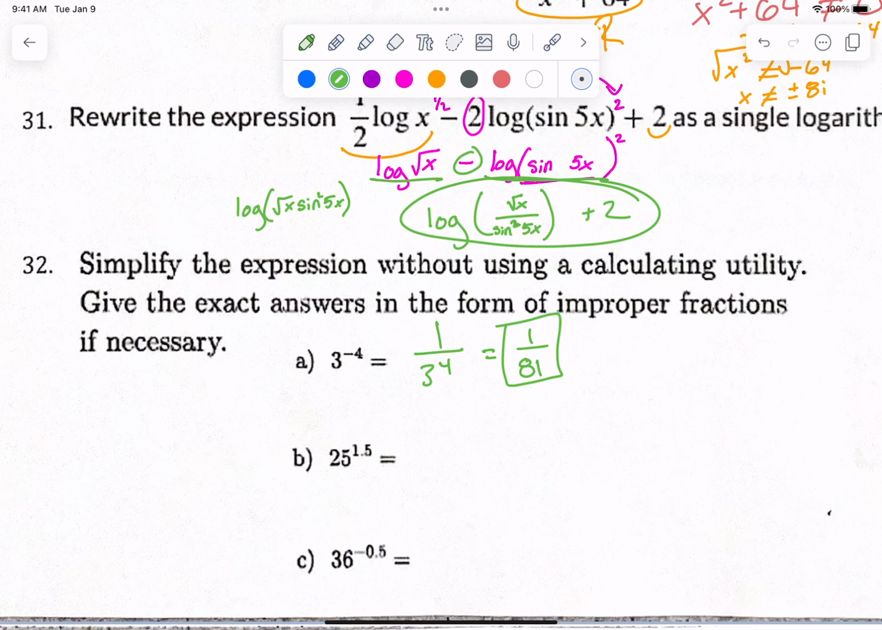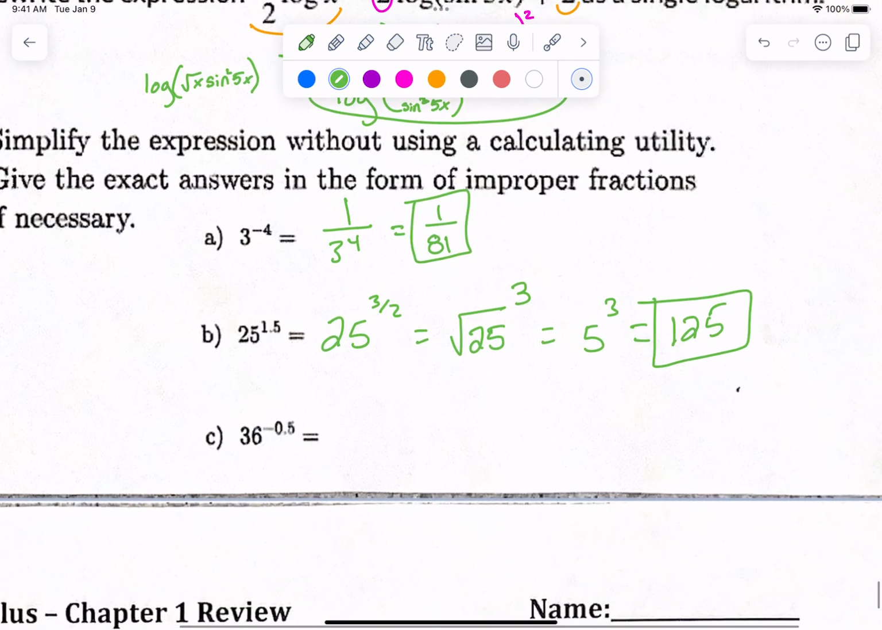I don't like 1.5. This is actually 25 to the, what's 1.5 as a fraction? 3 over 2, but what's 3 over 2 mean? The square root of 25 cubed. Do you want to cube it first or take the square root first? We'll put the cube on the outside. So this is 5 to the third, which is 125.